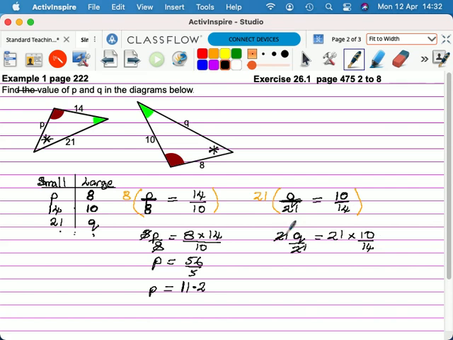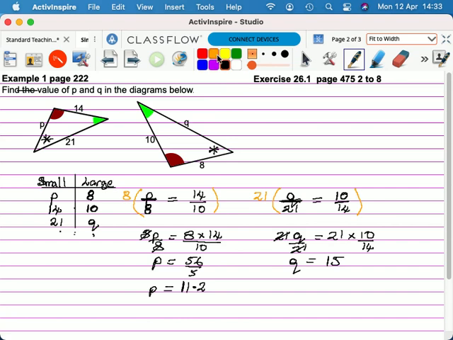The 21 cancels. So you end up with Q is equal to 21 times 10 divided by 14, which I think comes to 15. I've actually cancelled it out. What's special about 21 over 14? Well, it's 3 over 2.